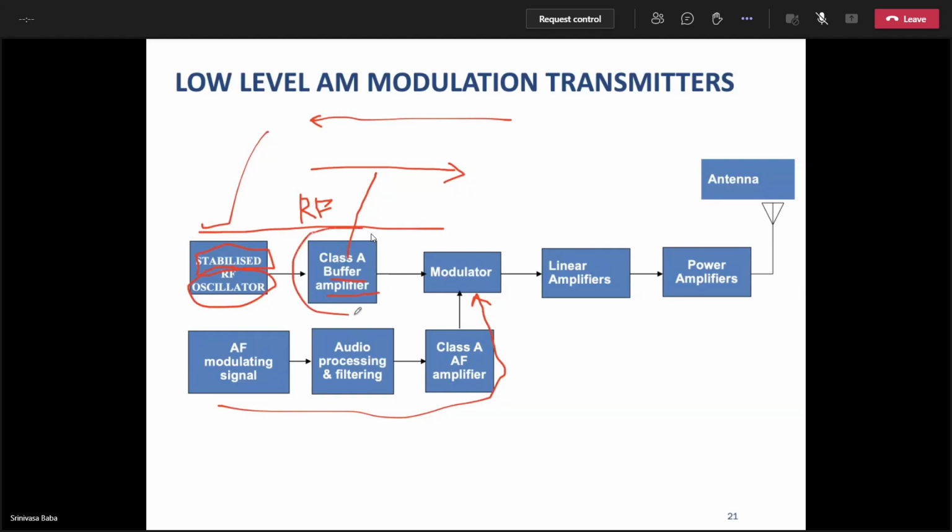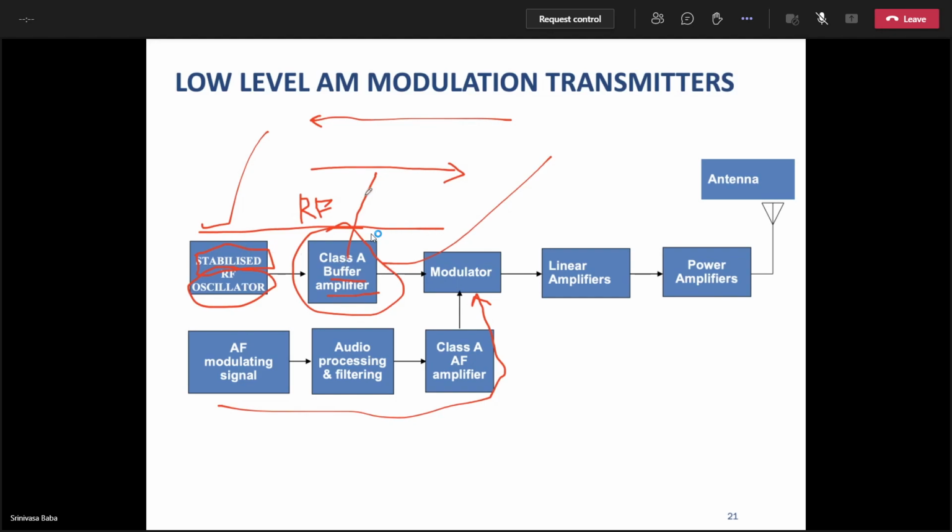Any question on this block? Buffer amplifier? Why is it there? What is the function of this one? Buffer amplifier is an isolating amplifier in the opposite direction, the return direction. It isolates the oscillator from the rest of the circuits when the opposite currents are flowing. Second, it can also be used as a frequency multiplier to increase the HF frequency to RF frequency. Just by multiplication, you can convert HF frequency to RF frequency.